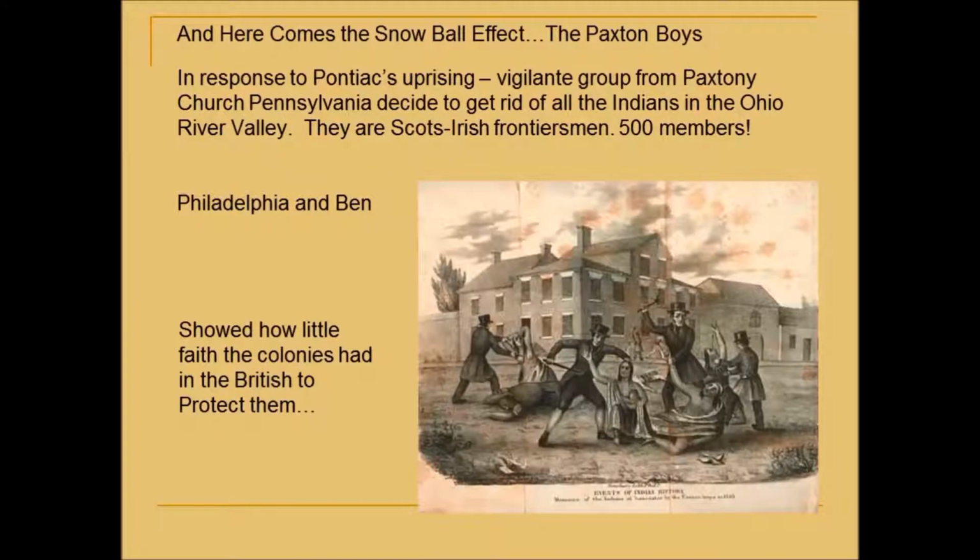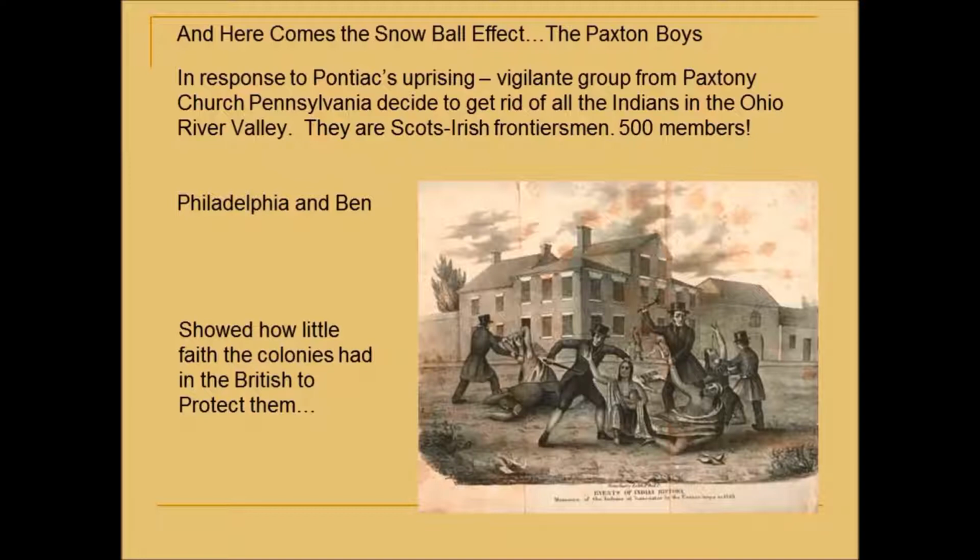So we see a snowball effect starting to happen. The French being removed from the Ohio River Valley led to Pontiac's Rebellion. And now Pontiac's Rebellion is going to lead to an event that was caused by a pretty nasty group of British called the Paxton Boys. And this was a direct response to Pontiac's uprising. They become a vigilante group in Paxton, Pennsylvania, and they decide they're going to get rid of all the Indians in the Ohio River Valley.